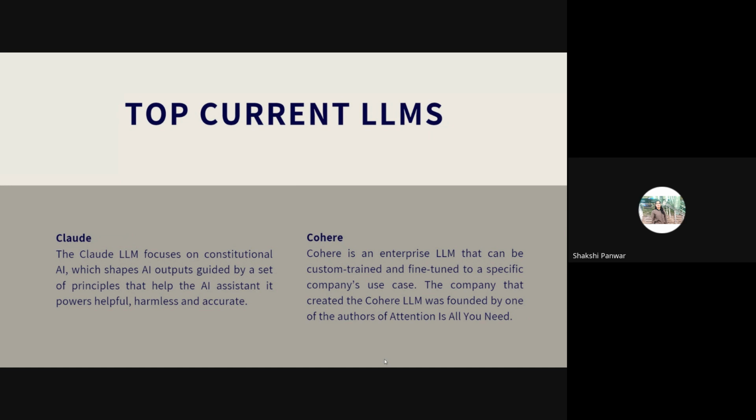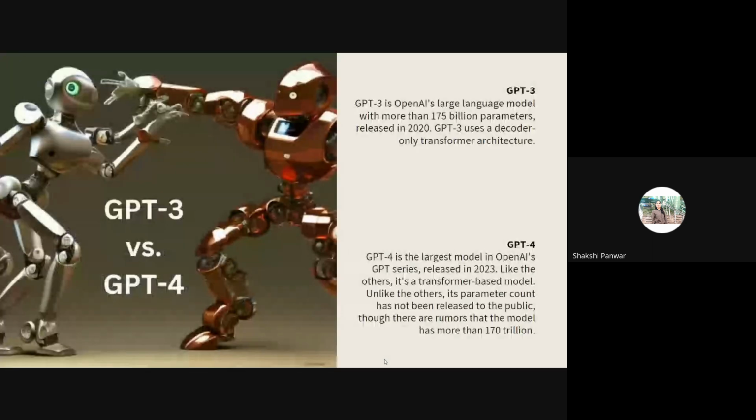Now, second is Cohere. Cohere is an enterprise LLM that can be custom trained and fine-tuned to a specific company's use case. The company that created the Cohere LLM was founded by one of the authors of Attention Is All You Need. One of Cohere's strengths is that it is not tied to one single cloud, unlike OpenAI, which is bound to Microsoft Azure. Next one is ChatGPT.